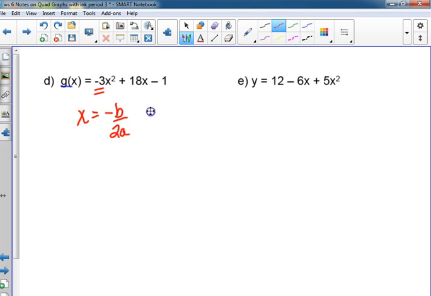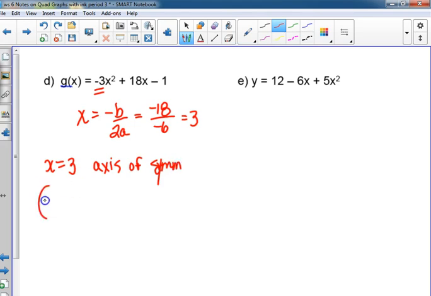There we go. So what is the opposite of B on this question? -18. Twice A would be -6. So everybody okay? That was 2 times -3 out there. And then when we divide, we get 3. So x equals 3 is actually the axis of symmetry for this. Whoops, I can't write that ever. I don't know why. And then the vertex is at 3 something.